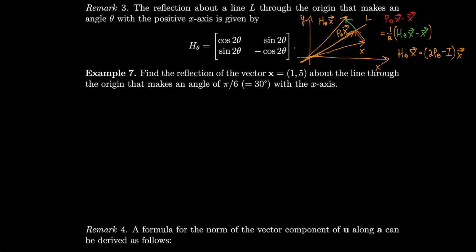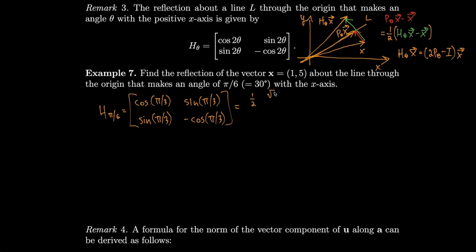Anywho, how about we find the reflection of the vector x equals (1, 5) about the line through the origin that makes an angle of pi over 6, again 30 degrees, with the x-axis. So this time we'll calculate H of pi over 6, and that'll equal cosine of pi over 3, sine pi over 3, sine pi over 3, minus cosine pi over 3. And that's just 1/2, square root of 3 over 2, square root of 3 over 2, minus 1/2.